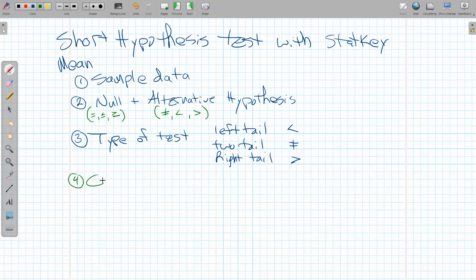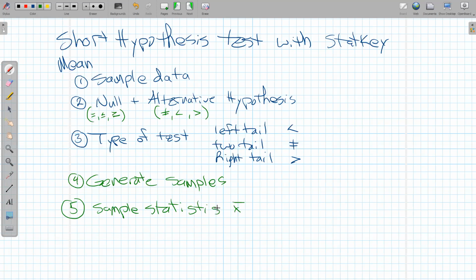So then we generate lots of samples. And then we put our sample statistic, so in this case, that's our X bar statistic, on the x-axis. And once we do that, we can then get our probability.